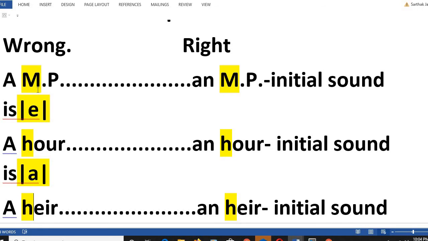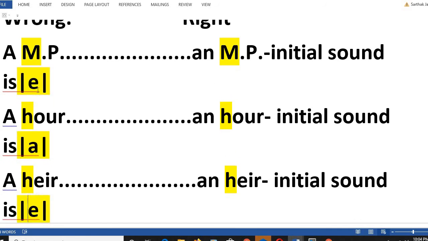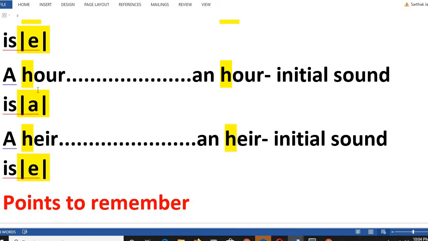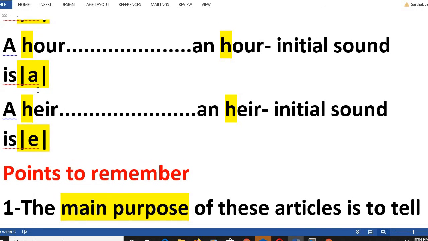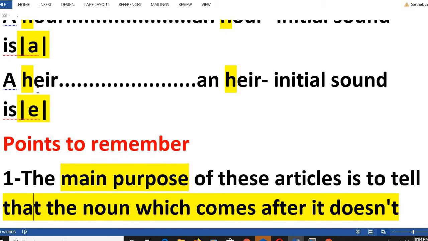When we write MP, people think that this is a consonant and they always put a. Blindly they will put a without going deep into its sound. But dear students, when you pronounce M, you will see an A sound is created, so you will always put an. And in hour, the sound H is silent here, and not here. So before these you will always put an.